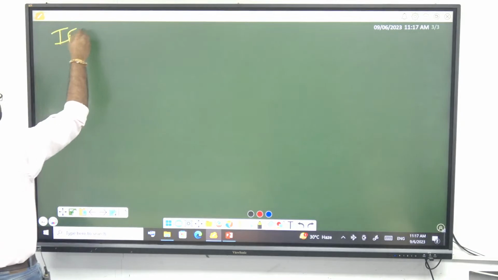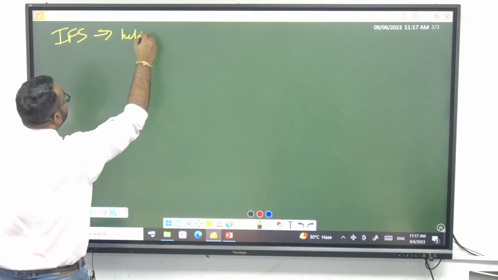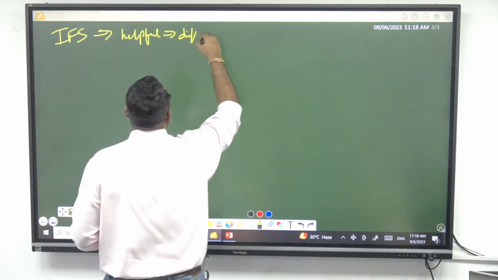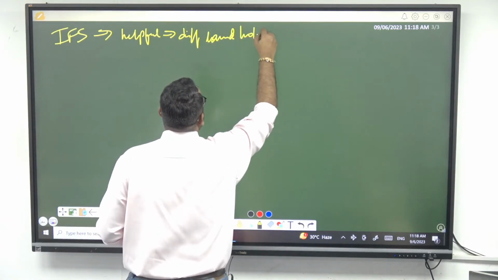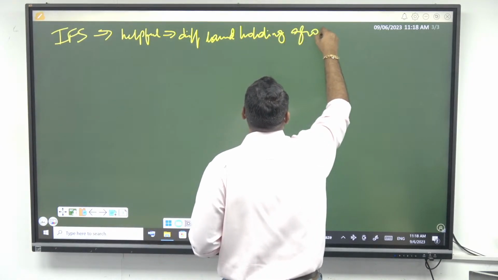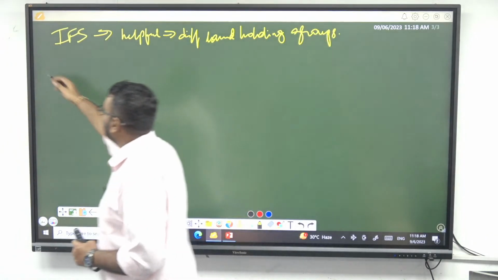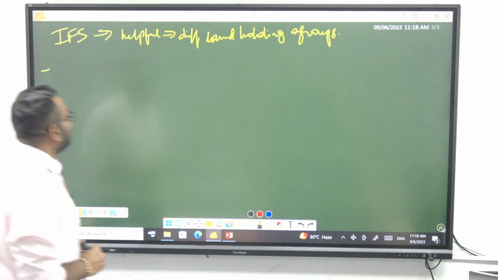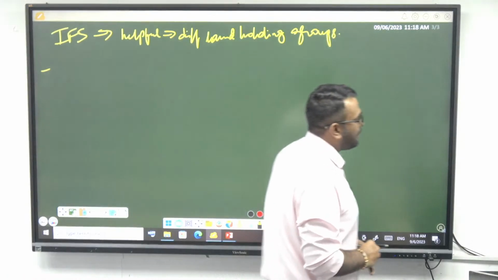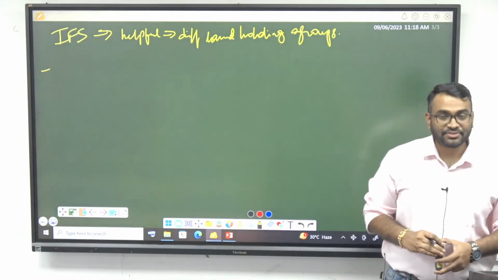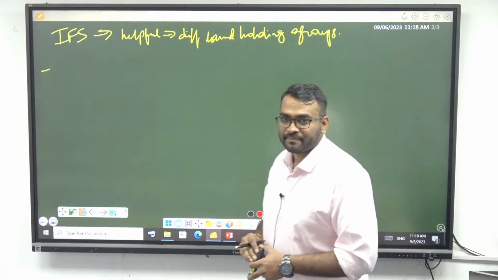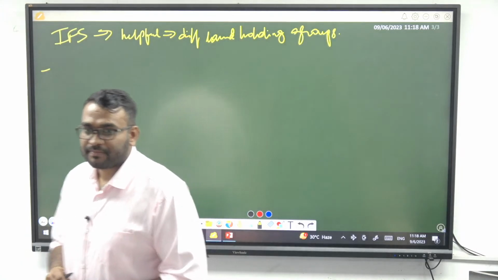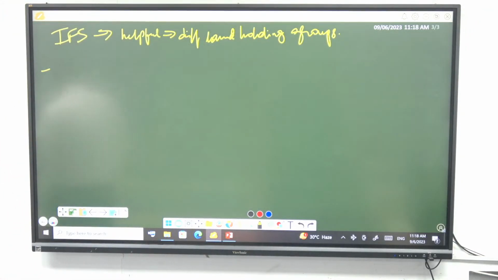So the question is on IFS, helpful for different land holding groups. Yes, can you give the structure for this? You know integrated farming system? What is integrated farming system? Integrated farming system is collaborating all the dimensions with poultry, aquaculture, and farming systems together.